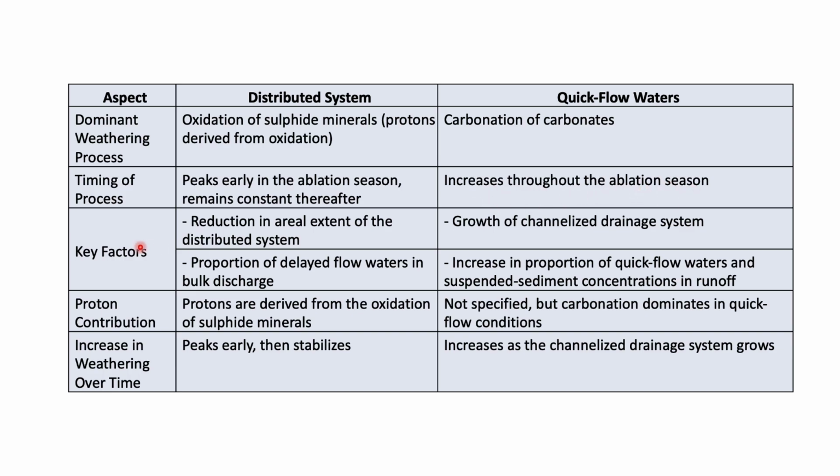And what are the key factors that are involved in the distributed system? There is a reduction in areal extent of the distributed system and also in the proportion of delayed flow waters in bulk discharge. These are all happening in the distributed system. And when we talk about the quick flow waters, there is a growth of the channelized drainage system, and also there is an increase in the proportion of quick flow waters and the suspended sediment concentrations in the runoff.